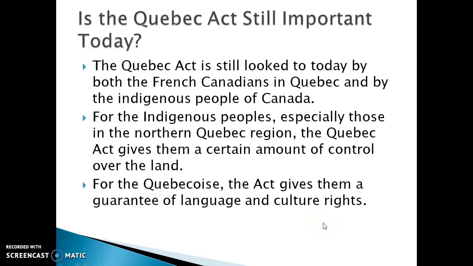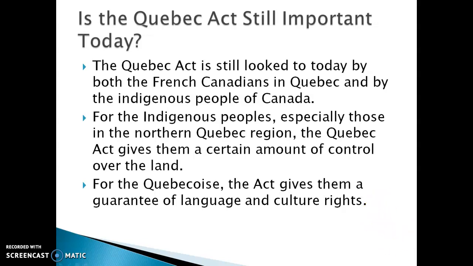So, is the Quebec Act still important today? Well, yes, actually it is, especially to the French Canadians in Quebec and to the Indigenous people of Canada. If you're an Indigenous person in Canada, especially if you are living in northern Quebec, the Quebec Act gives you a certain amount of control over the land. So it is actually still law today.